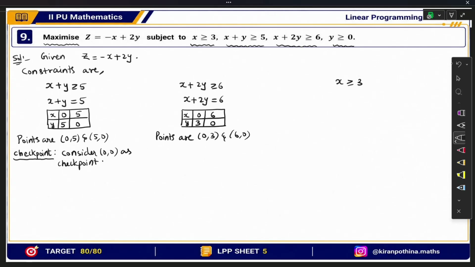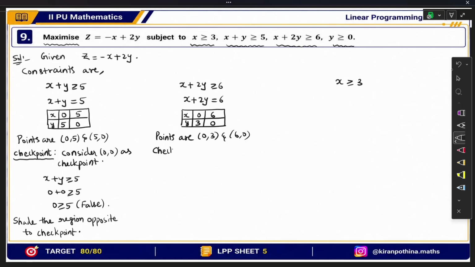Now that 0 comma 0 I will substitute in the inequality, that is x plus y greater than or equal to 5. X value 0, y value 0, which is 0 greater than or equal to 5, it is false. Whenever it is false, what do we need to write as the conclusion? Shade the region opposite to checkpoint.